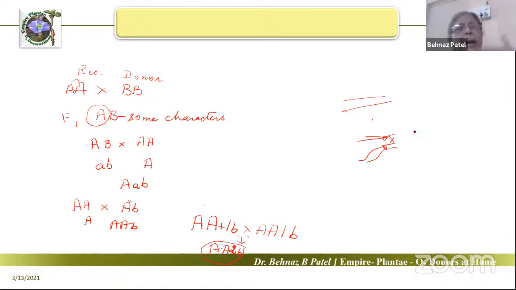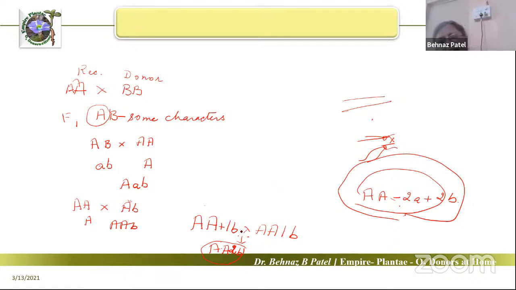Or by some other method, by some abnormality taking place in meiosis, it may happen that one chromosome of A is completely lost. So it would be AA minus two chromosomes of A plus 2B. So this becomes an alien substitution line, while here we have an alien addition line. In an alien substitution line, you have a substitution of the chromosome and therefore the total number of chromosomes will be the same as A. And here in the addition line, there will be an increase in a homologous chromosome.